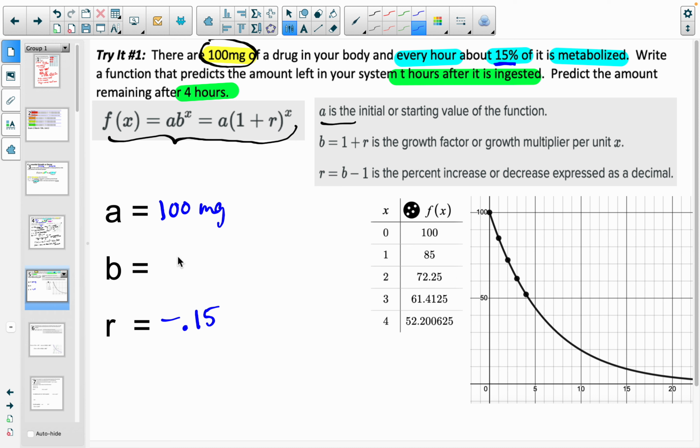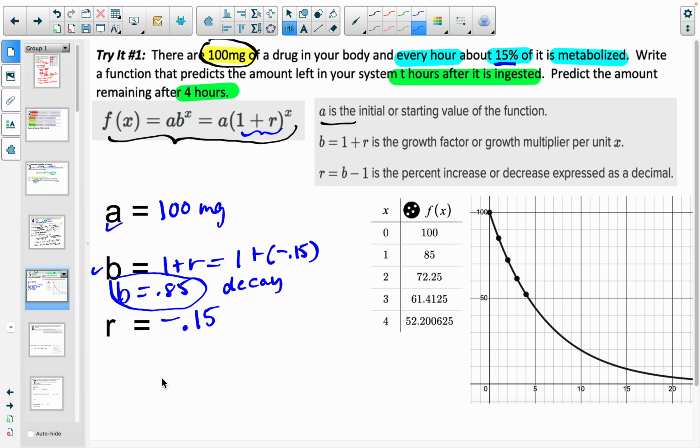negative 0.15. B then is equal to 1 plus R. Okay, 1 plus R. So that's going to equal 1 plus negative 0.15, meaning B is equal to 0.85, which makes sense. When B is less than 1, it means that we have a decay problem. Decay. Okay, and so let's put our general form together. We have A, we have B, all right, and we know that T is in hours. So we have F of T is equal to our initial amount, 100 milligrams, and then our B is 0.85 raised to T. And T is represented in hours.